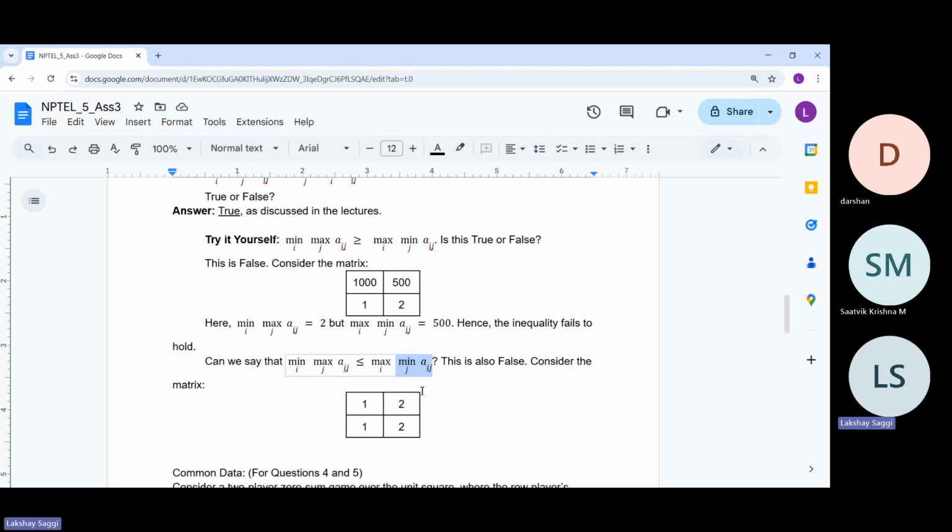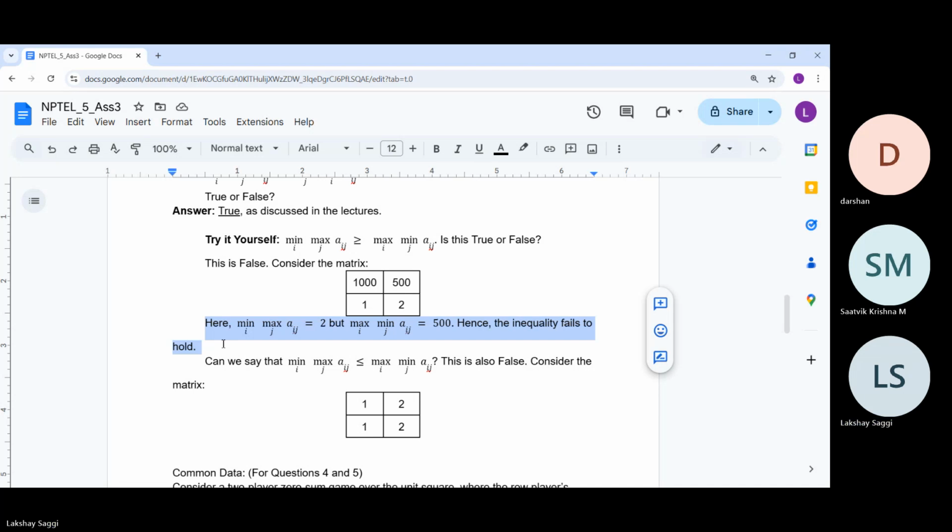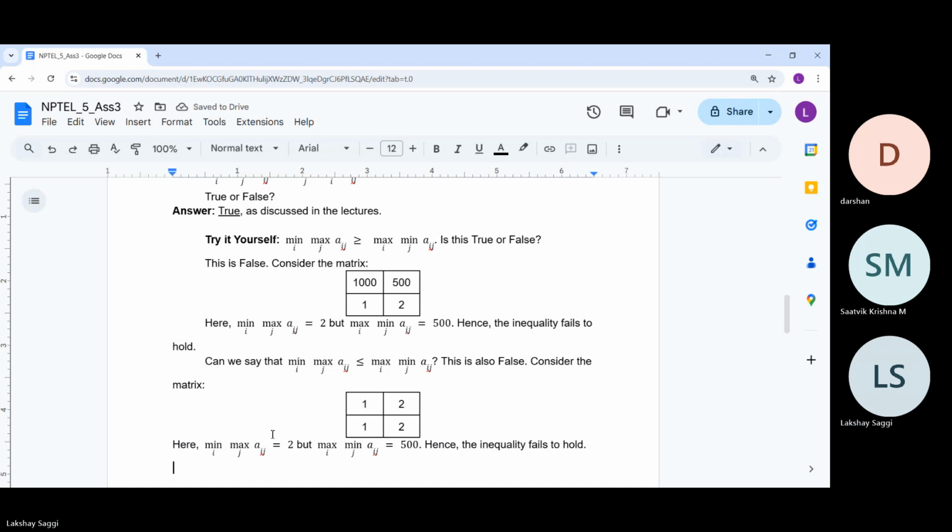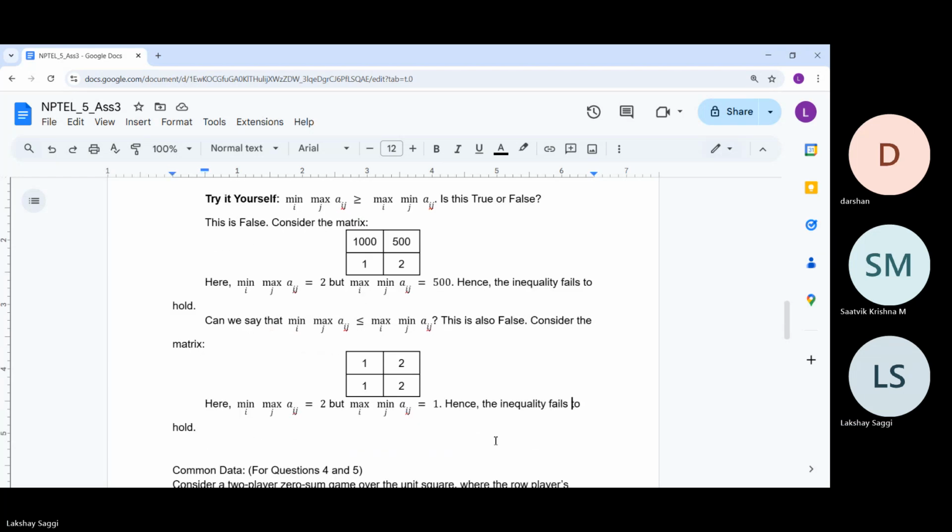Whereas for this term, in the first row, we take the minimum, it will be 1. In the second row, we take the minimum, which will be 1. And then we take the maximum out of these two, which will be 1. So this value was 2, but this value will be 1. So maybe I should write it down here. Here min max is actually 2, but max min is 1. Hence, this inequality also fails to hold.